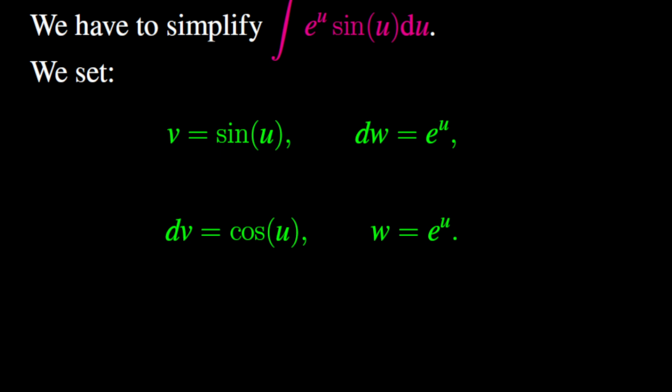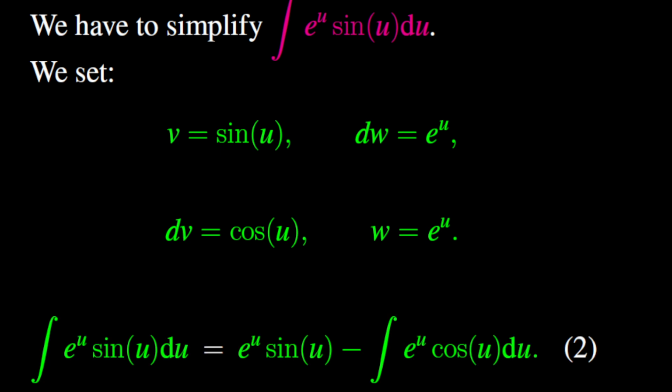We see that we still have to simplify the integral of exponential of u times sine of u du. We use integration by parts again to simplify this integral. Once more, we set v equal to sine of u and dw equal to exponential of u. Thus dv equals cosine of u and w is equal to exponential of u. The integral of exponential of u times sine of u du is then equal to exponential of u times sine of u minus the integral of exponential of u times cosine of u du.